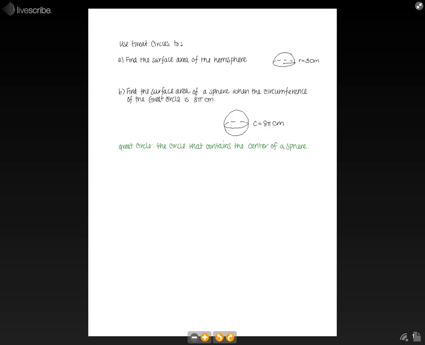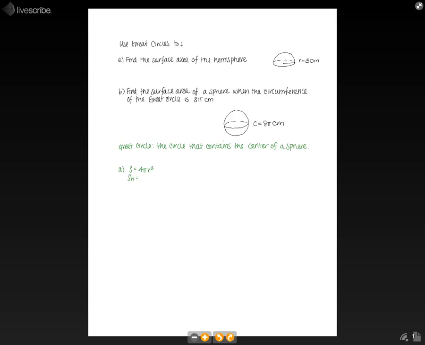Alright, so let's look at part A. Find the surface area of the hemisphere. We can see that the circle pictured there is actually the great circle of that sphere. Let's start with calculating the surface area for a sphere. We know that the surface area for a sphere is equal to 4 pi r squared. But what we actually want is the surface area of half of a sphere, or a hemisphere.